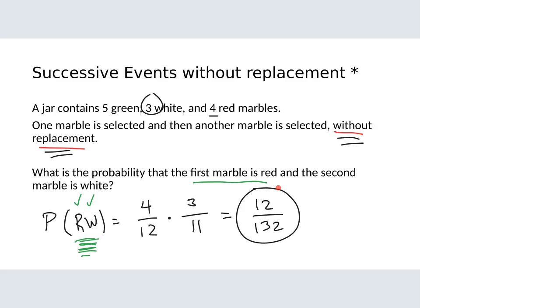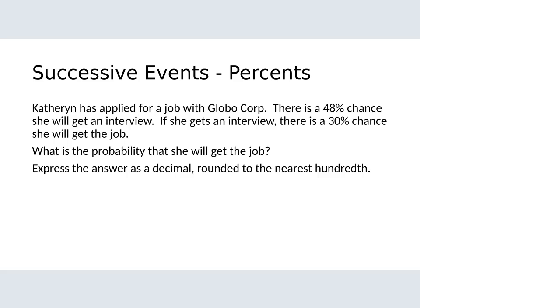Okay, up next, we're going to look at a couple of other situations that involve successive events, compound probability. The first of those is when percents are involved. Catherine has applied for a job with Globo Corporation. There's a 48% chance she will get an interview. If she gets an interview, there's a 30% chance she will get the job.